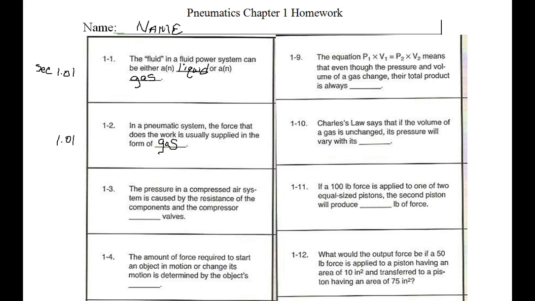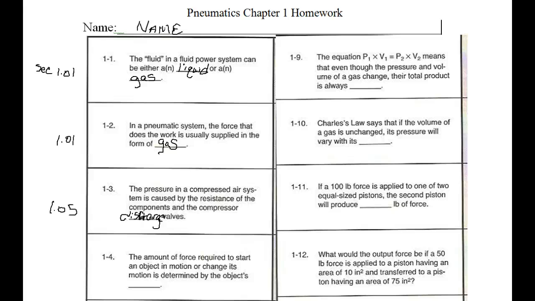And then let's see. The pressure in a compressed air system is caused by the resistance of components and the compressor what? Well, if I keep reading, I'll go down to 1.05, and that's where this answer is. That answer is about midways. It says pressure is developed by the resistance of the system components and the compressor discharge valves. It's about midways, so discharge right here. Compressor discharge valves.